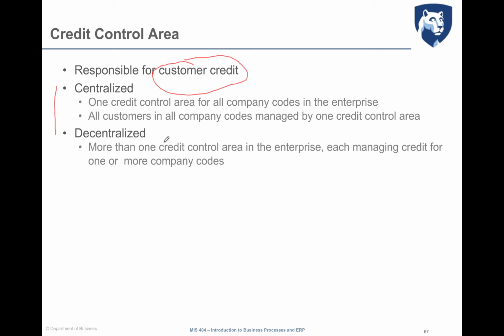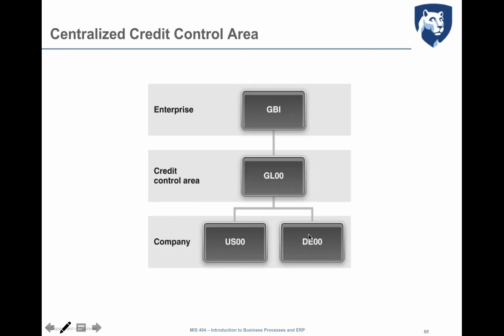Of course, this arrangement is particularly useful if customers conduct business with multiple company codes within the enterprise and with great differences. It's up to the company, if it uses the decentralized model, to establish common rules across the different offices. Just to show an example of this, this is a centralized credit control area. As you can see, we have two companies, US and Germany, and the credit control area is shared among the two.